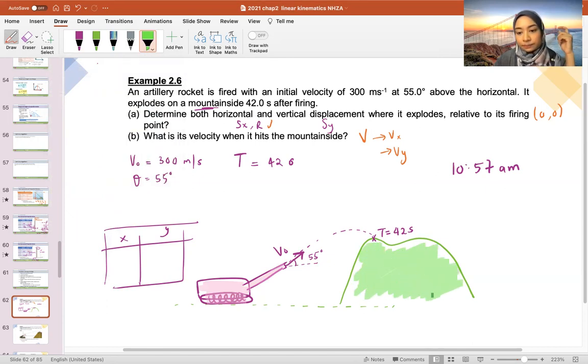Ni mountain tau. Okay, mountain, gunung. Wow, colouring pun buruk. Okay, nasib lah.